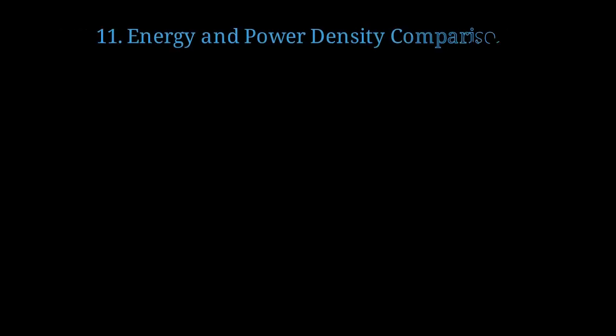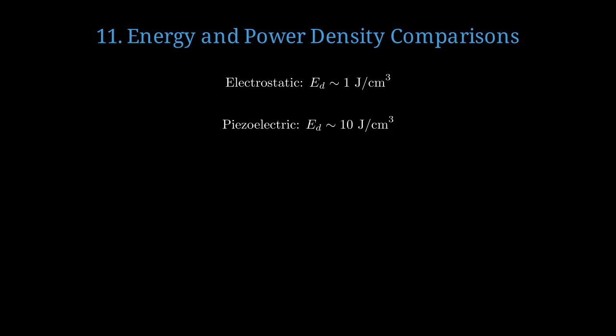Different physical effects offer vastly different energy and power densities. Electrostatic energy density reaches approximately 1 joule per cc. Piezoelectric materials store roughly 10 joules per cc. Magnetic systems achieve 100 joules per cubic centimeter with high field magnets.